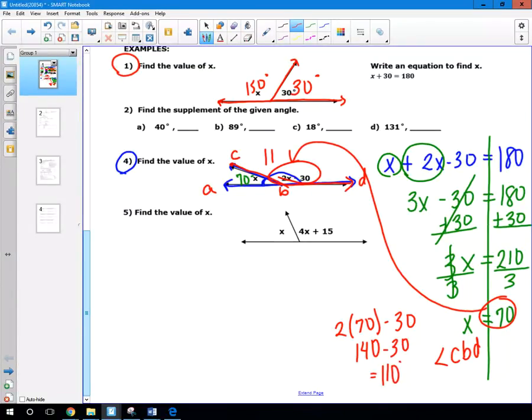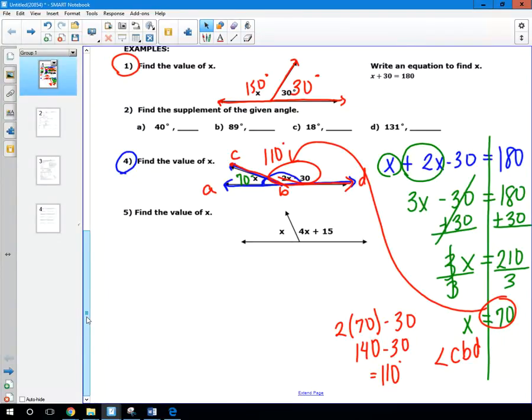Okay? Now, how could I check to see if those two are right? What do I know that those two angles should add up to? That 70 and that 110 should add up to 180, which it does. So we know that is correct. Okay?